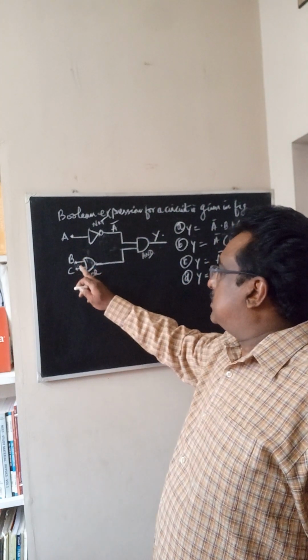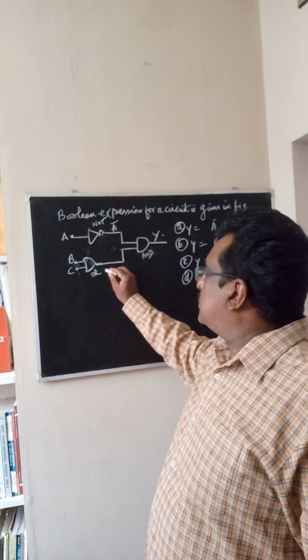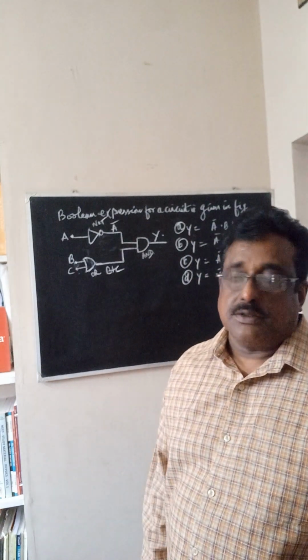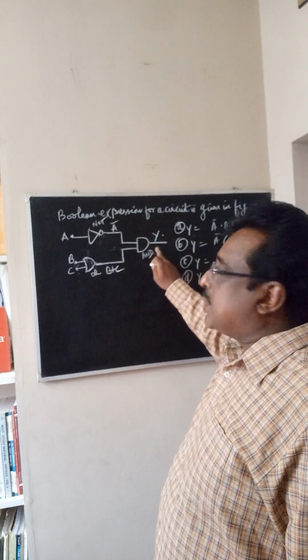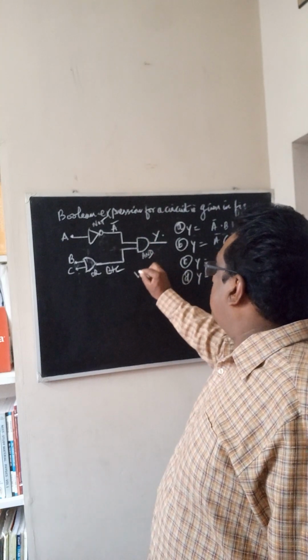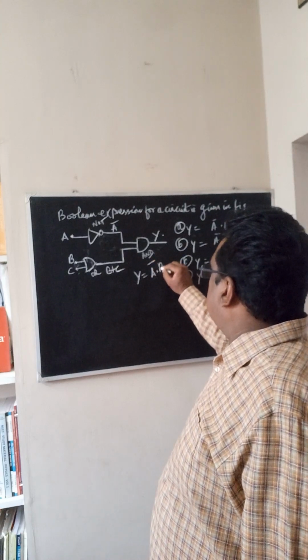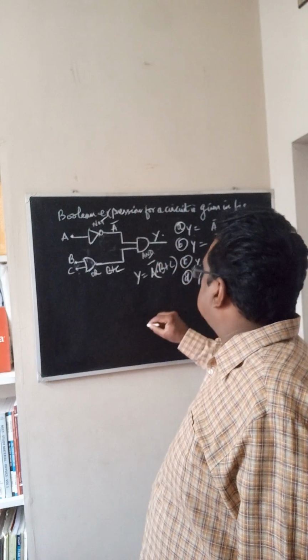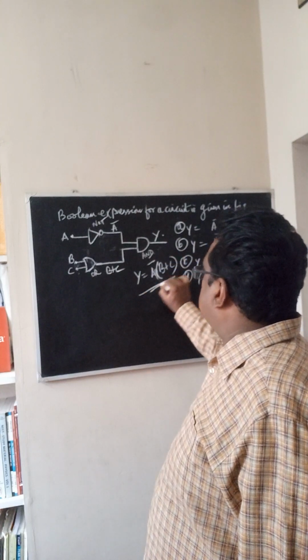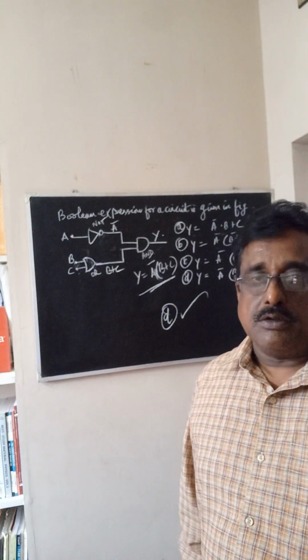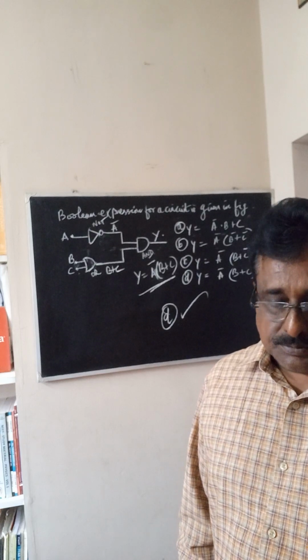In the OR gate, B and C are given, so the output will be B plus C. Addition gate. And these two are given as input to the AND gate, which will multiply them. So Y will be equal to A bar into B plus C. So A bar times B plus C is the answer. So option D is correct. So this is how you have to solve the Boolean algebra.